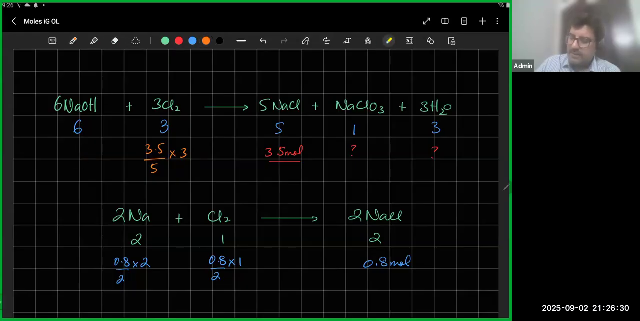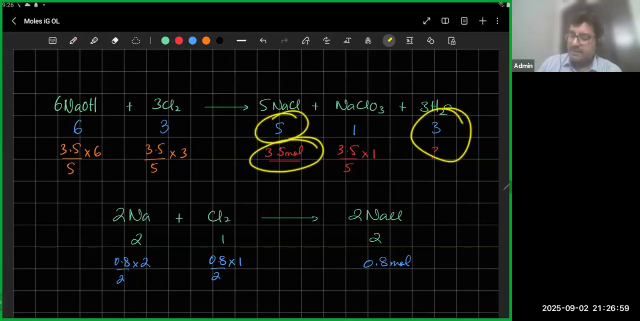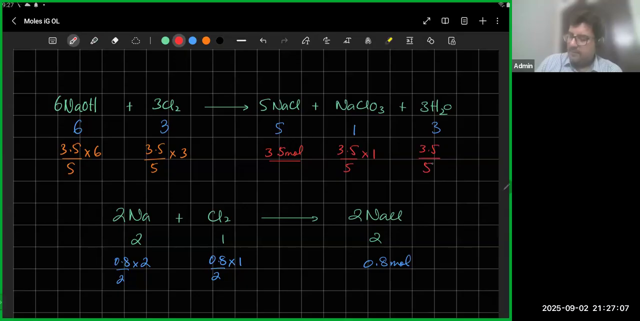What will this be? It's going to be 3.5 divided by 5 times 6. What is this going to be? Take the known moles divided by 5 times the other ratio, so it's going to be 3.5 divided by 5 times 1. What's the last one? This one. It's going to be 3.5 divided by 5 times 3.